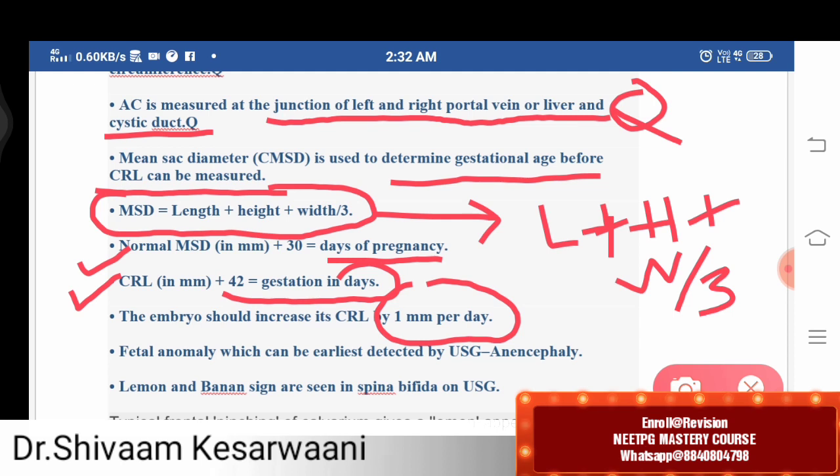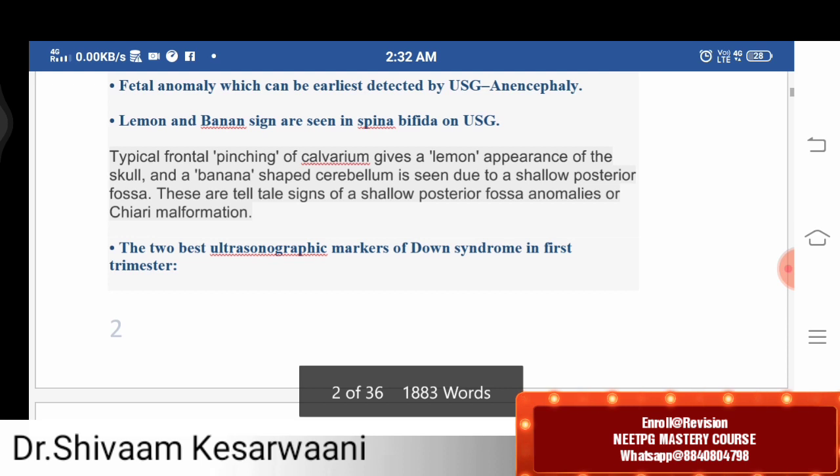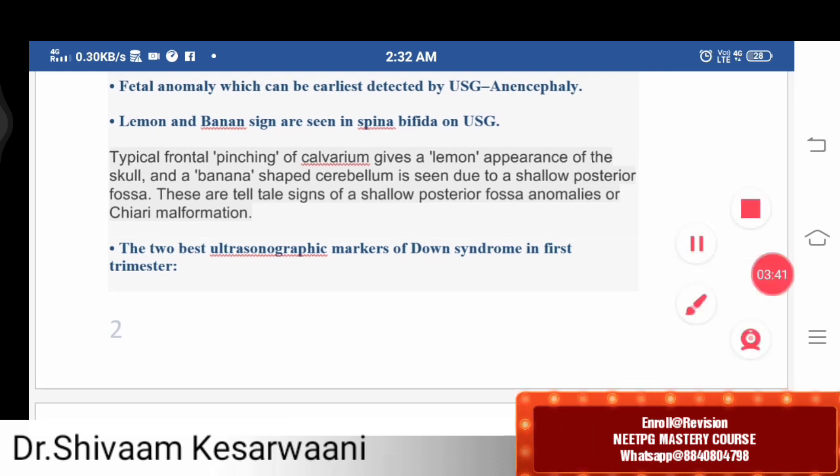Okay, now another MCQ: what fetal anomaly can be earliest detected by USG? You know it better than me, it is anencephaly, and you know a lot more questions from anencephaly. So you should revise your topic from this topic.